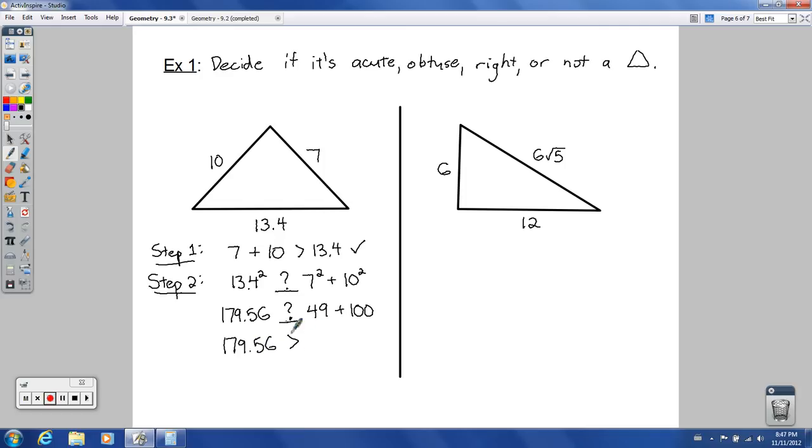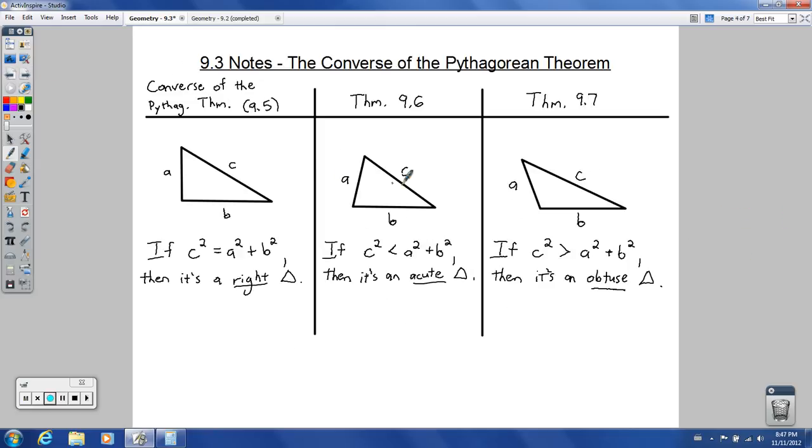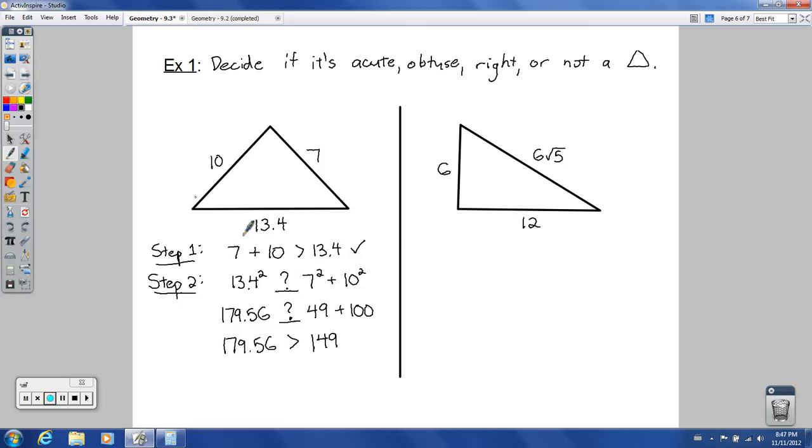I'm getting rid of my blank. I'm not going to put greater than or equal to. That's not the case. It kind of is the case, but we want to check, is it strictly greater than, or strictly less than, or actually equal to. So this is strictly greater than 149. So that means, based on what we had here, the c squared part is larger, it's obtuse. If the c squared part would have been smaller than a squared plus b squared, it would have been acute. So we have to do this work to verify it, but our final answer is obtuse.